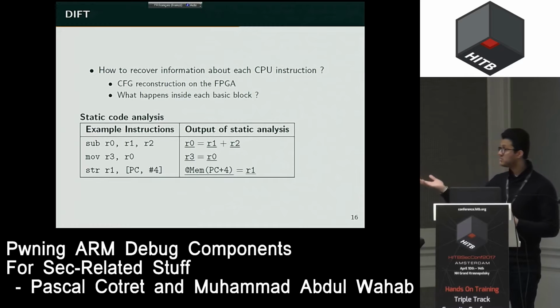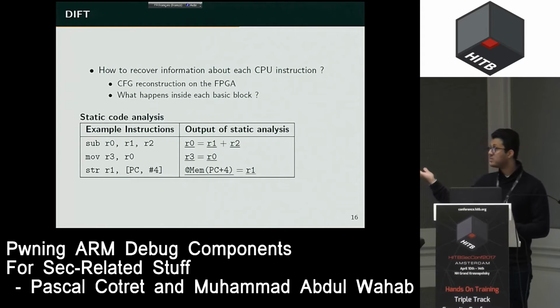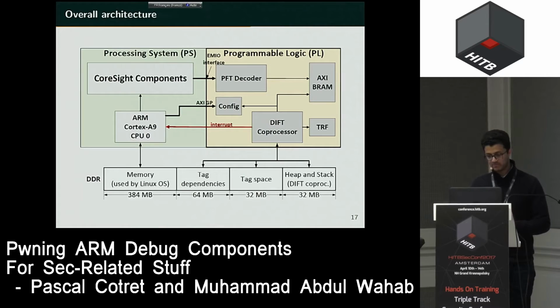Here I'm just showing you a few examples. If you have the sub instruction, the first instruction over here, by looking just at the code, we can know that there will be information flows between registers R0, R1, and R2, and the tag of R1 and the tag of R2 will be merged together to get the tag of register R0. This is how we analyze the code to get the missing information about information flows.